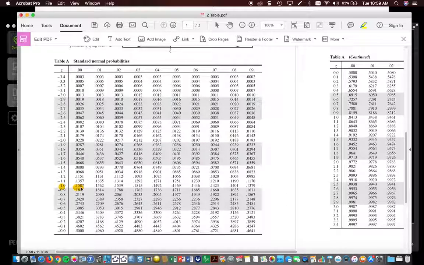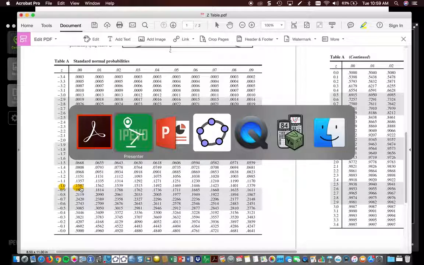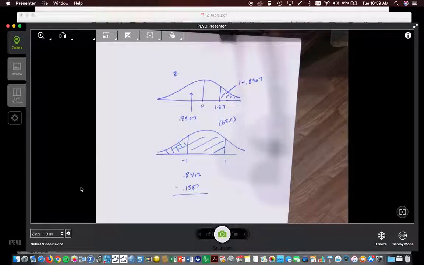Okay, so that's the area being in this tail. In order to find the area in between, I'm going to subtract these two, and that answer is about 68%. Okay, so when you subtract, let's see, I keep jumping back and forth here.